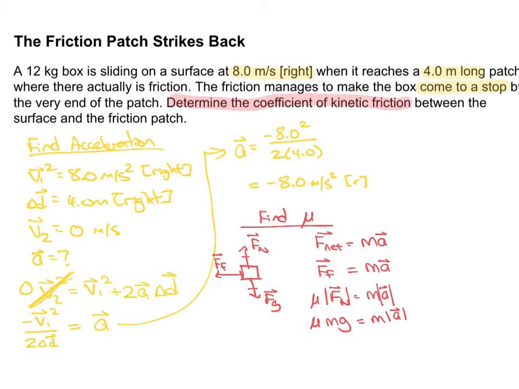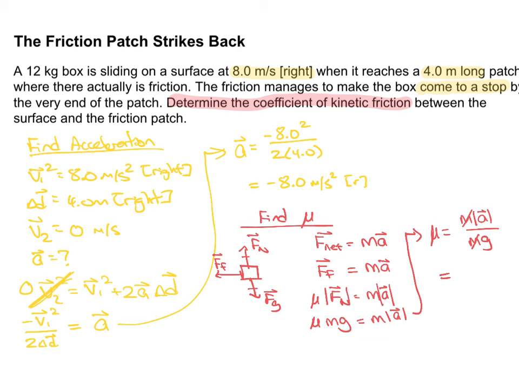Now I can divide both sides by mg. And the m's will actually end up canceling out. So again, I'm given the mass here of 12 kilograms, but I actually did not need it to do this problem. The same answer would apply no matter how massive this box is.